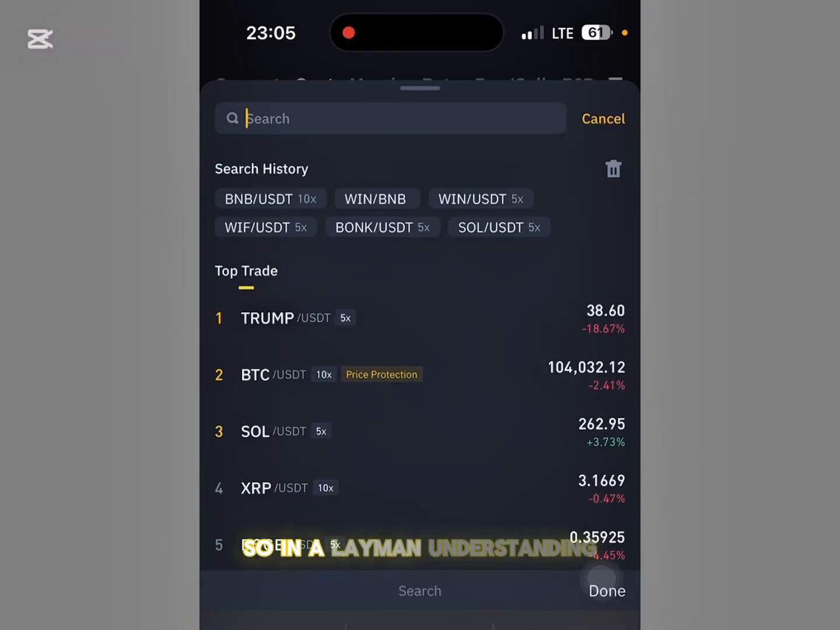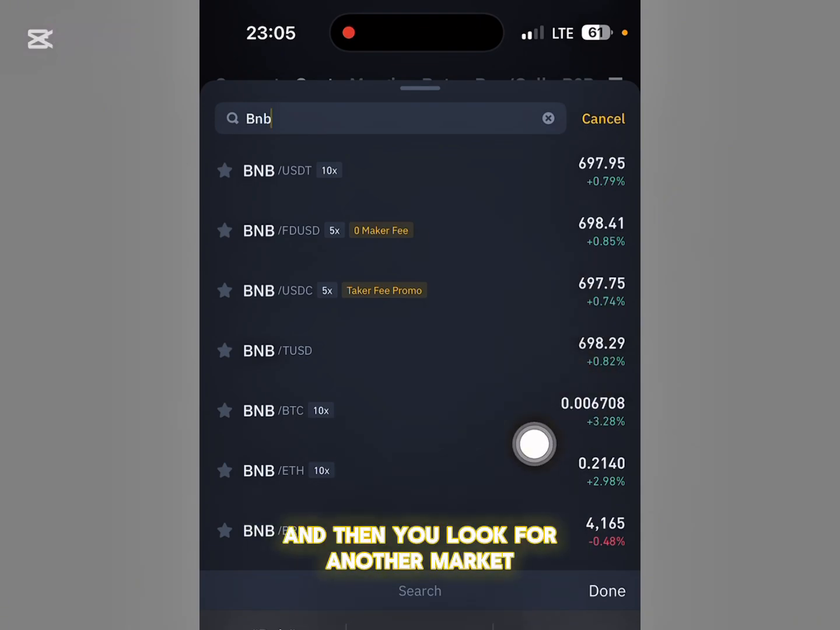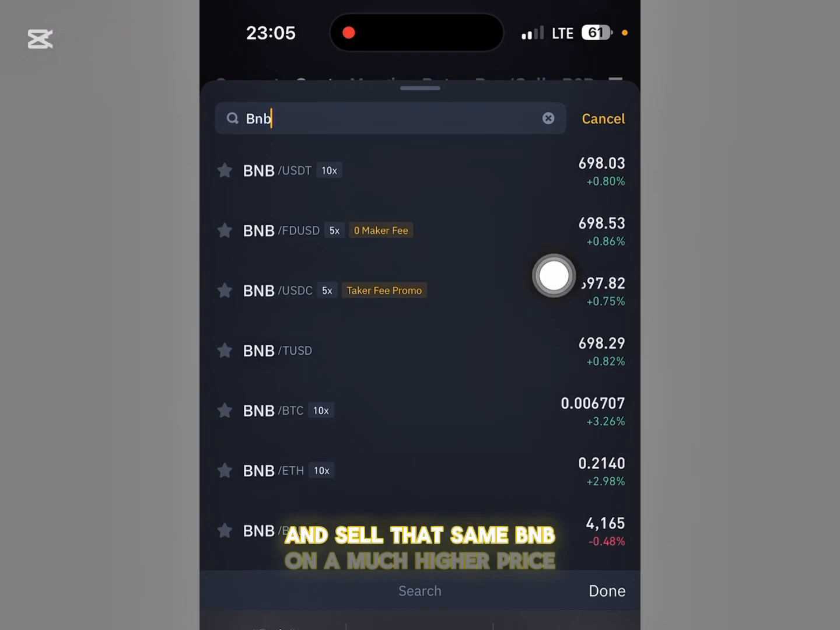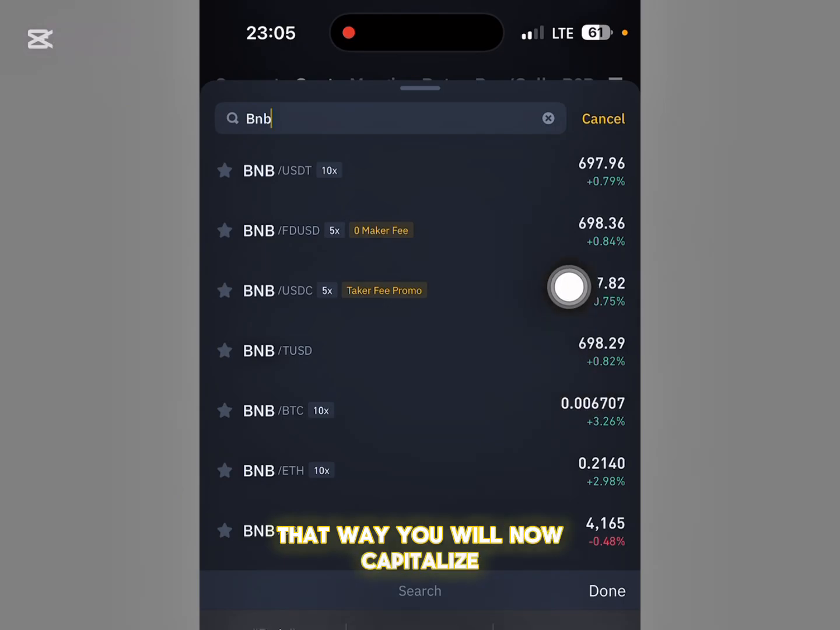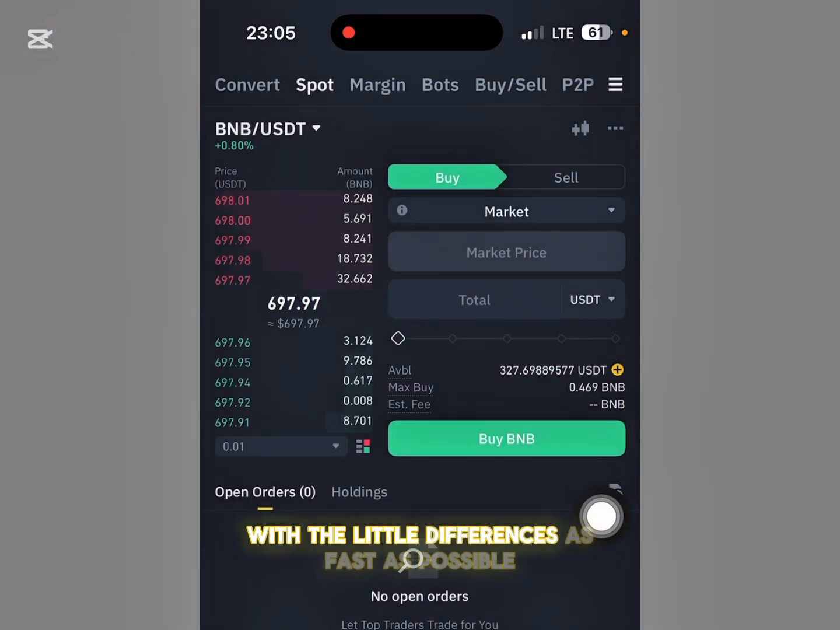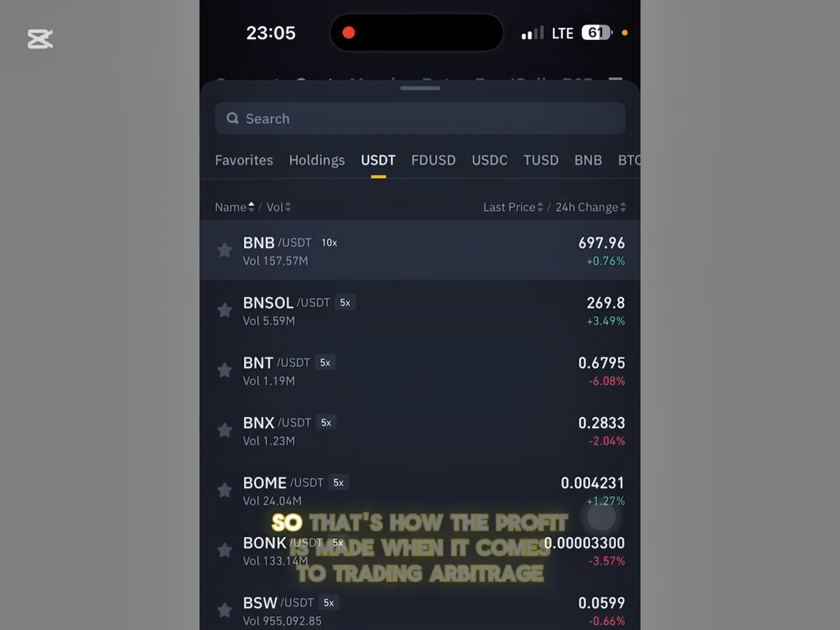So, in layman's terms, you buy, for instance, BNB at a particular market at a lower price, and then you look for another market and sell that same BNB at a much higher price. That way, you capitalize on the little differences as fast as possible. This is like a simultaneous situation. So that's how the profit is made when it comes to arbitrage trading.